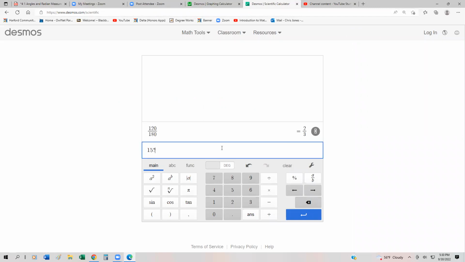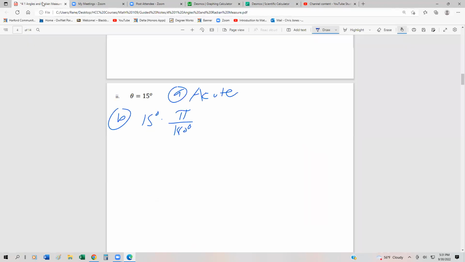And then we could just hit the fraction button. It'll be 1/12, but it'll be pi over 12. So it'll really be 1 pi over 12. All right, so that'd be 1 pi over 12, otherwise known as pi 12ths.